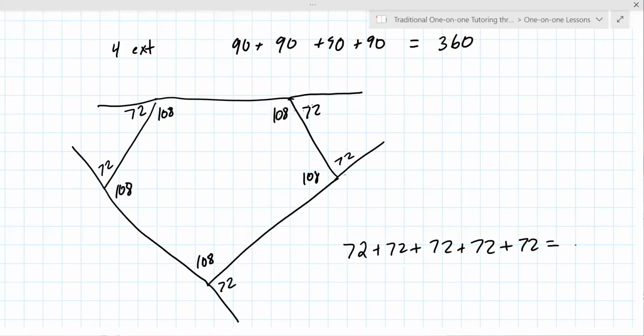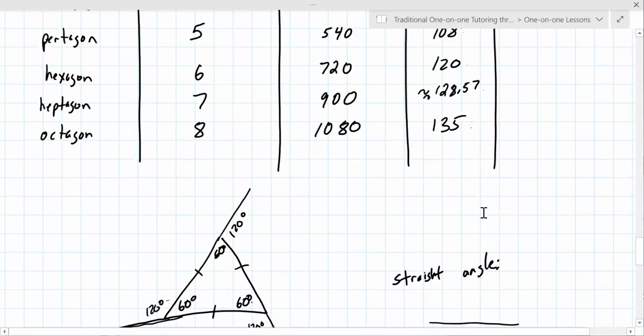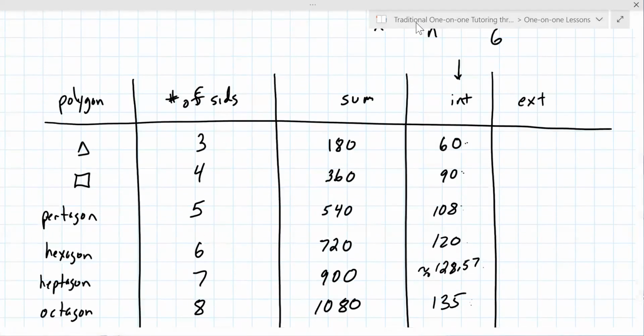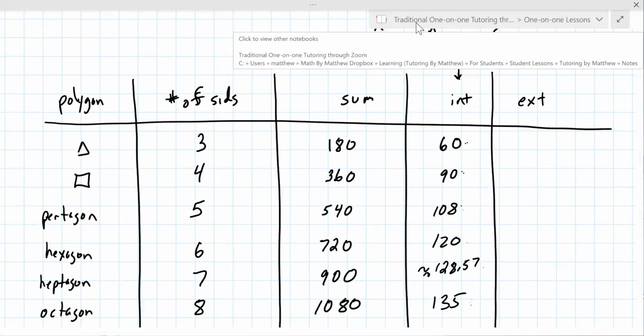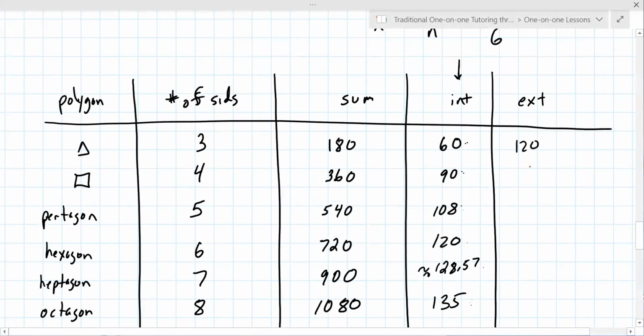$360. Yes. Okay, so let's do this. Let's go back to our table here. And the exterior angle for each of these, we've actually done some of these. 45. And then this one is 51.43. So the interior and the exterior angles, what do they add up to? What do these add up to each time? We just did this a bunch.